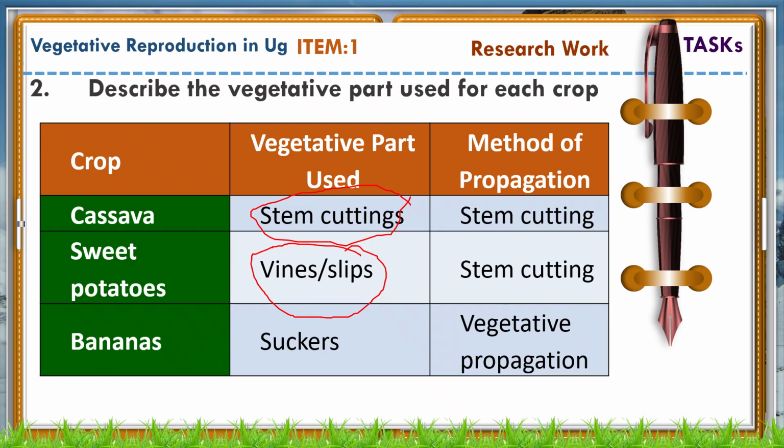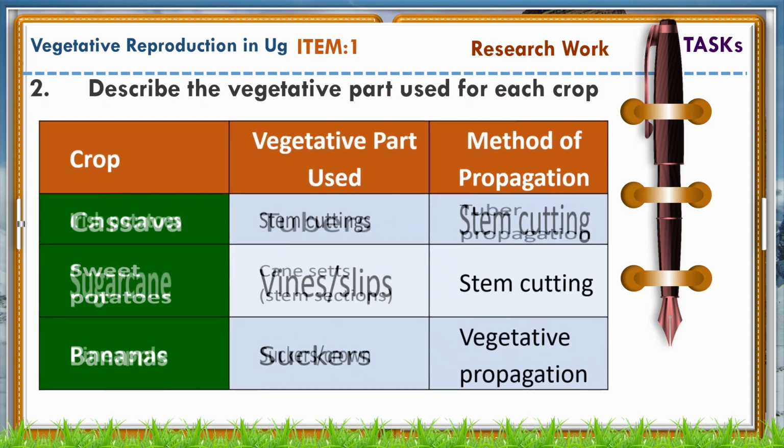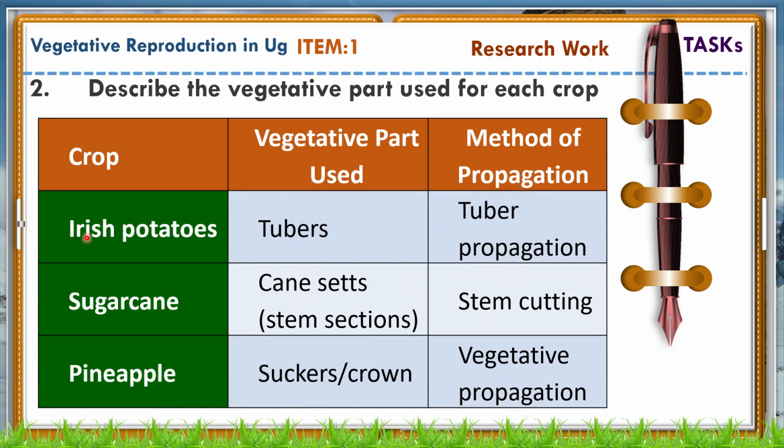The bananas, we use suckers, and the method of propagation is vegetative propagation. Then we have Irish potato. For the Irish potato, we use the tubers, and these tubers have eyes. The method of propagation is tuber propagation.